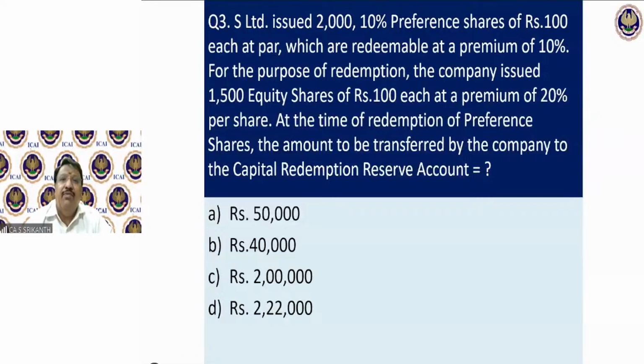Okay, so here we have a type of question. Let us see if you can answer it. S Limited issued 20, 10% preference shares of rupees 100 each, which are redeemable at a premium of 10%.